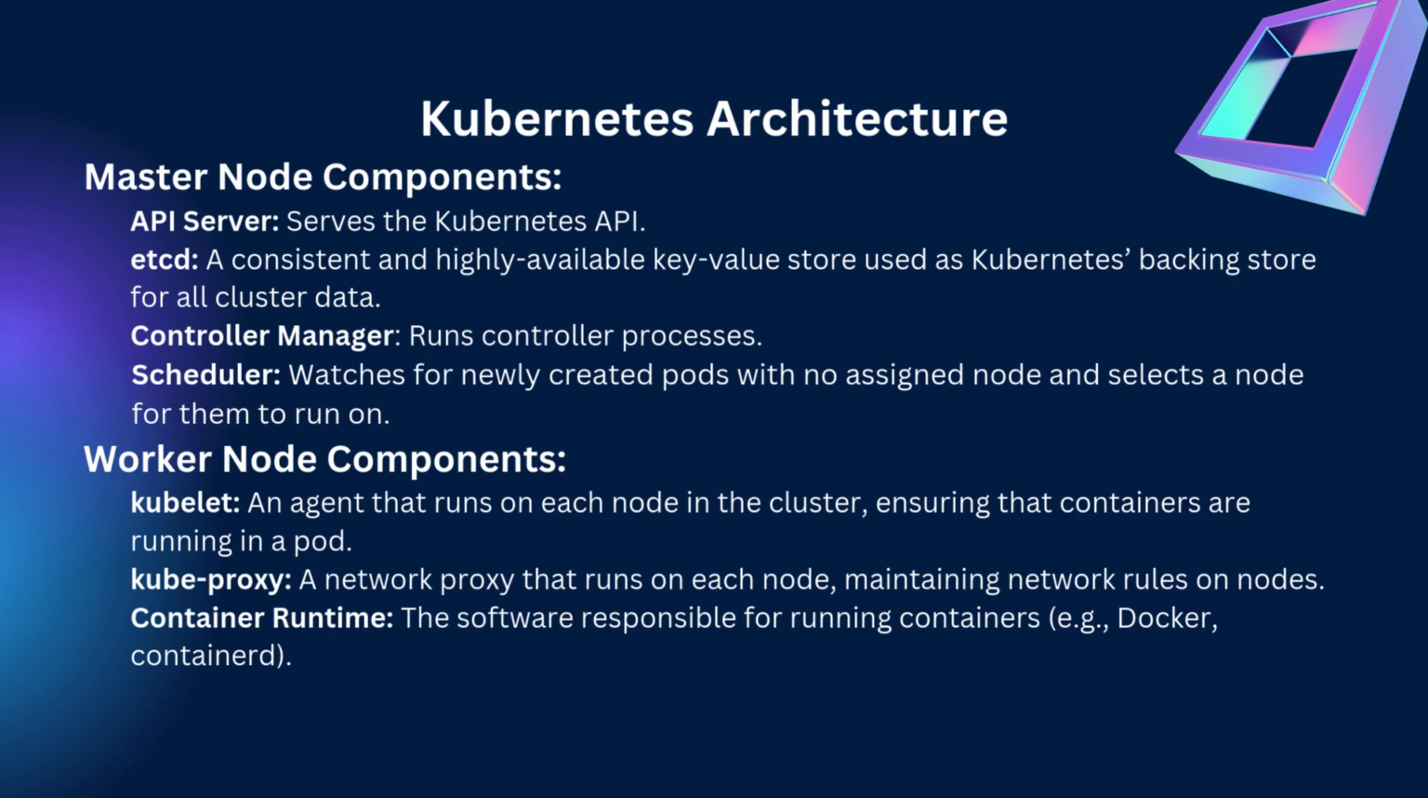The Kubernetes API server is the central management entity that exposes the Kubernetes API. It serves as the front end for the Kubernetes control plane, handling RESTful requests to manage the cluster's state. All interactions with the cluster, including deploying applications and scaling services, go through the API.